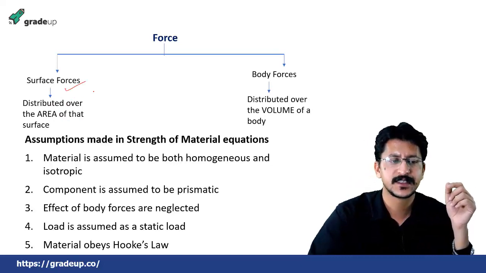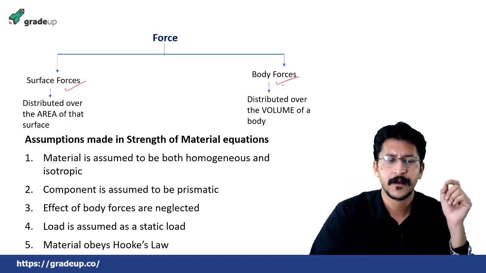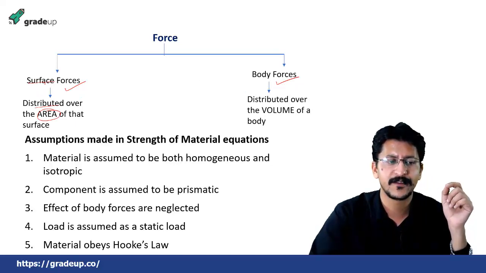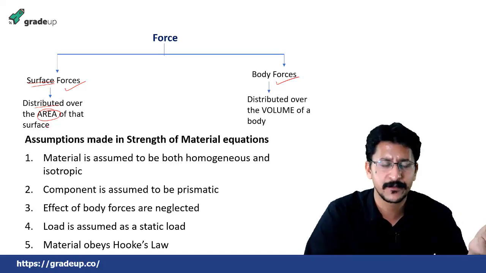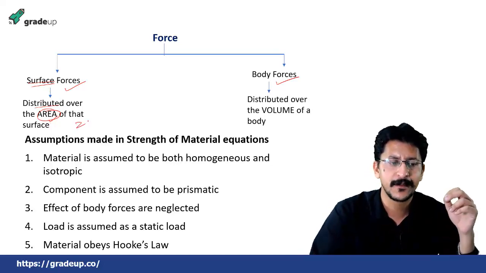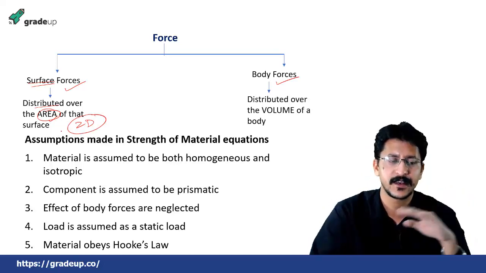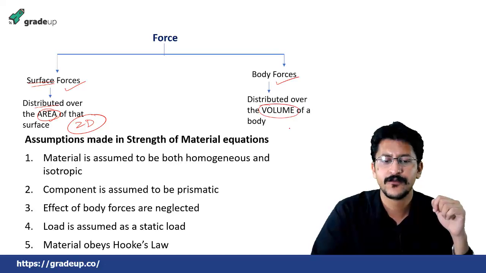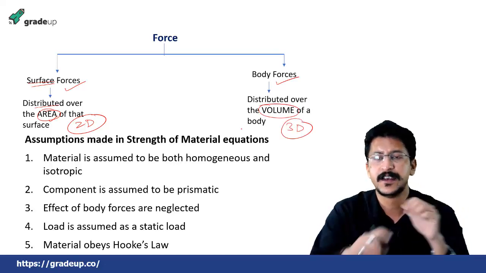Then force. There are two kinds of force that we will be dealing with. The first one is the surface force and the second one is the body force. What is a surface force? That is distributed over the area. Okay, by the name surface only you can understand, very simple, that it is distributed over the surface. Basically it is two-dimensional. Then the body force is distributed over the volume of a body, that is three-dimensional.